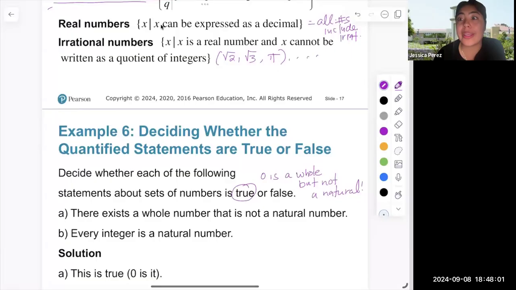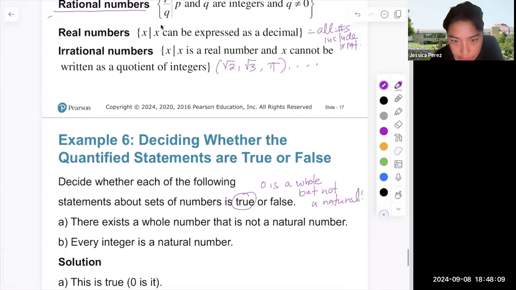Remember, natural numbers are the counting numbers like 1, 2, 3. It does not include 0, whereas the whole numbers do include 0. And then it says every integer is a natural number. Well, be careful. What are integers? Integers are 0, 1, 2, -1, -2. Well, -1, -2 is not a natural number. So this is false.